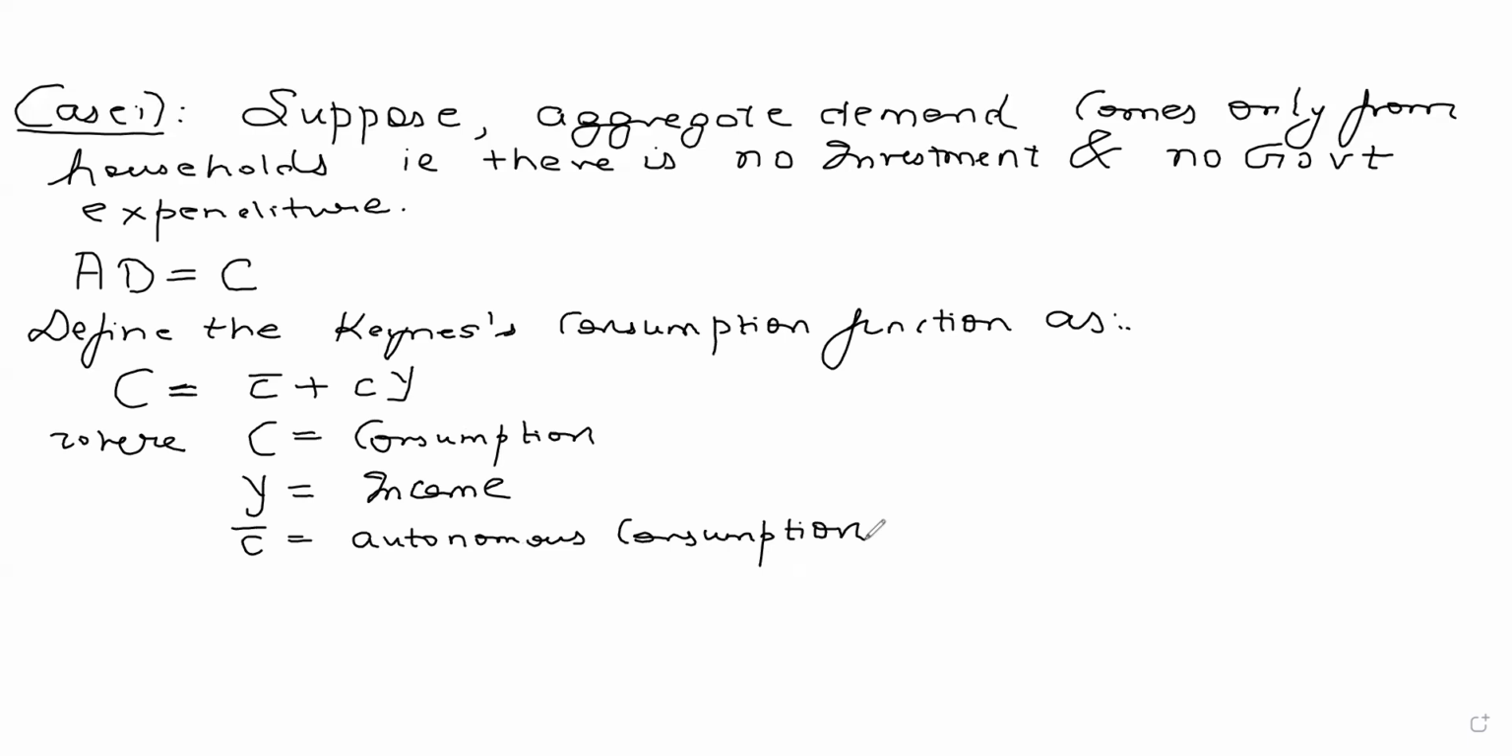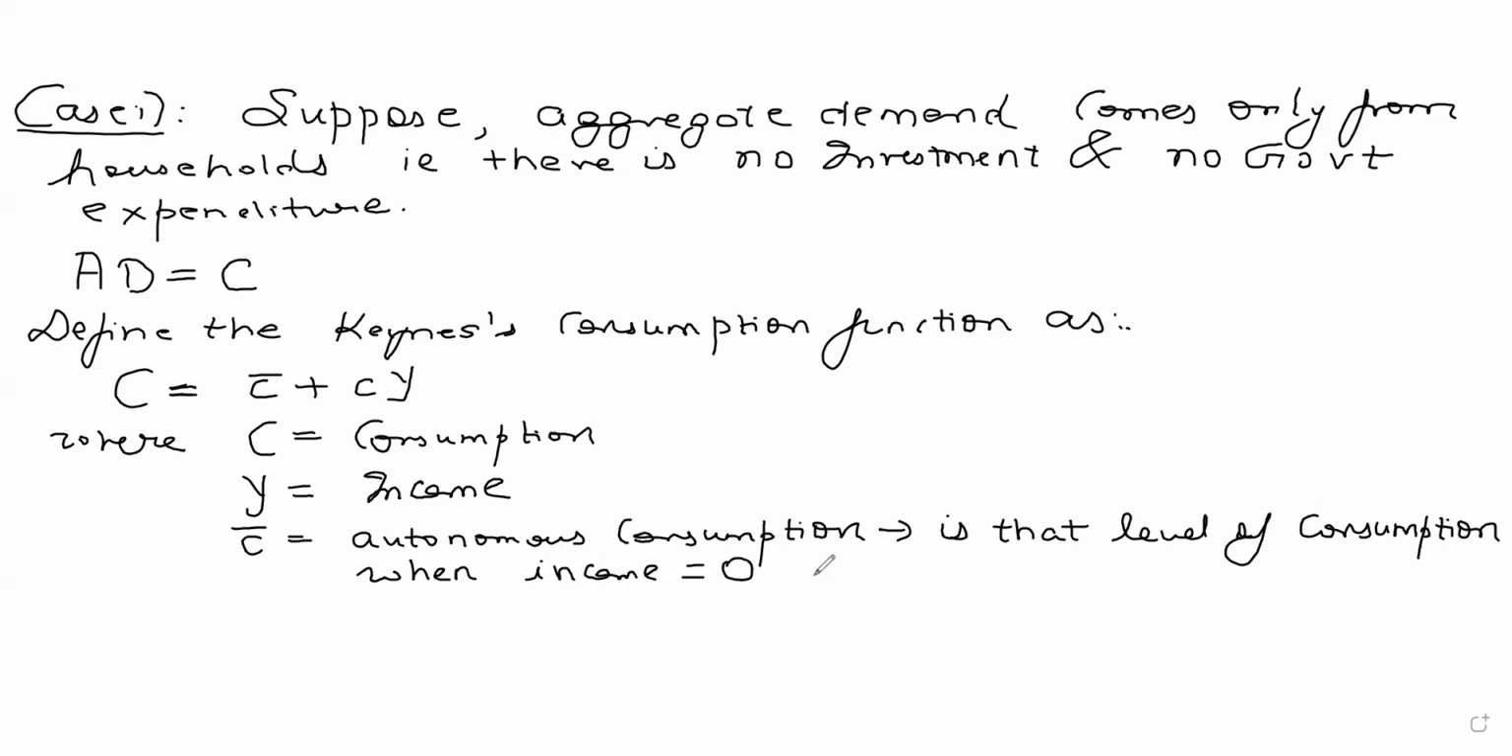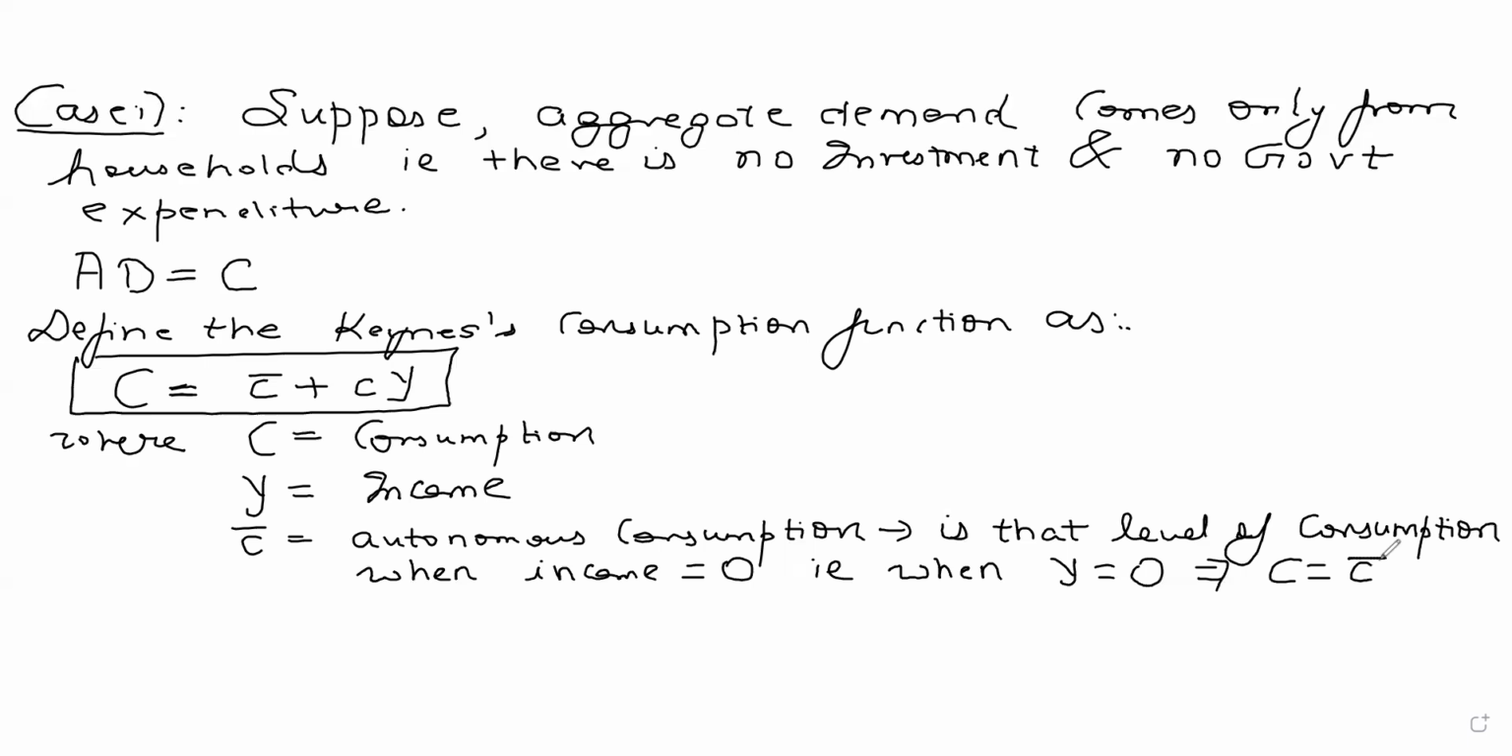and so what is autonomous consumption? We can write, autonomous consumption is that level of consumption when income is equal to 0. That is when Y is equal to 0. If I put Y equal to 0 in this, it implies my C will be equal to C bar. So autonomous consumption is that level of consumption which pertains when your level of income is 0.